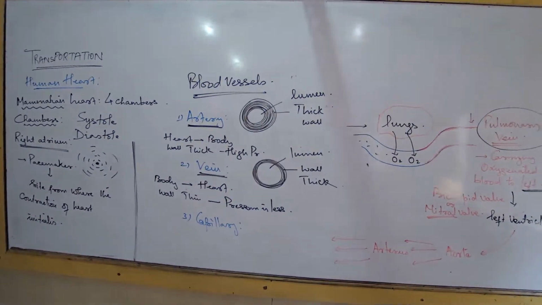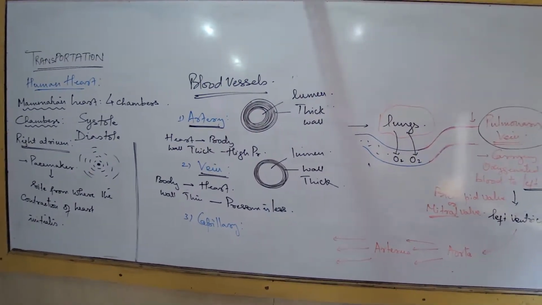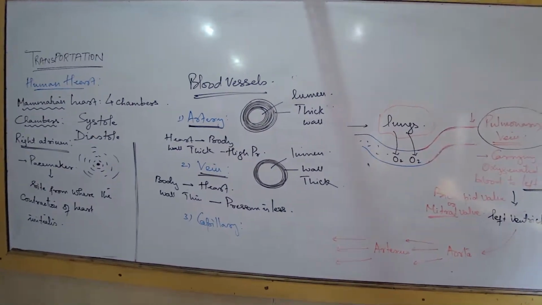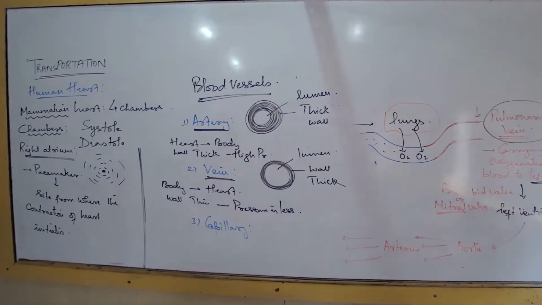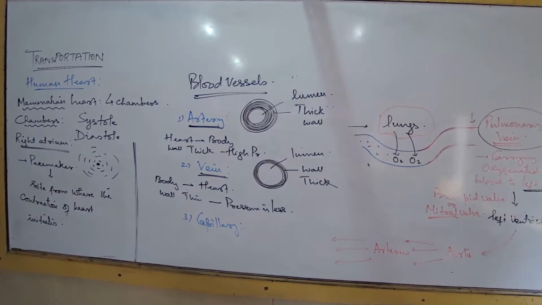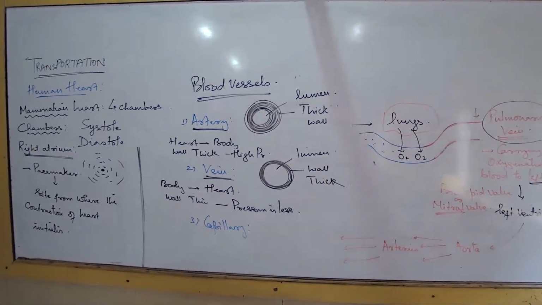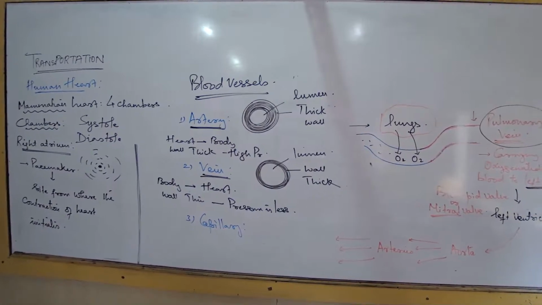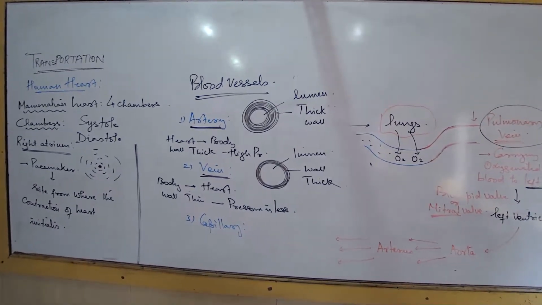Number 3. Arteries carry oxygenated blood except pulmonary artery. Check the spellings. Don't write wrong spellings. Carry oxygenated blood except pulmonary artery. For veins, you will write carry deoxygenated blood except pulmonary vein.